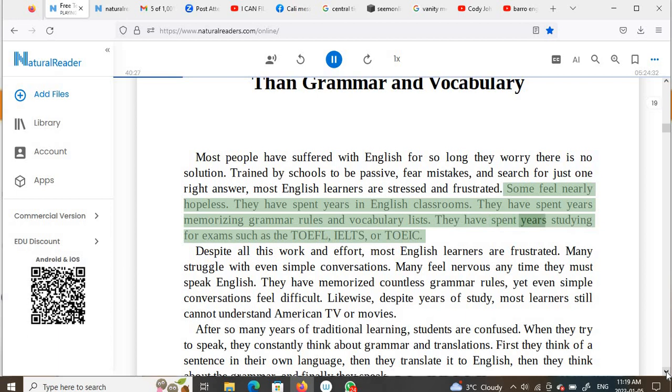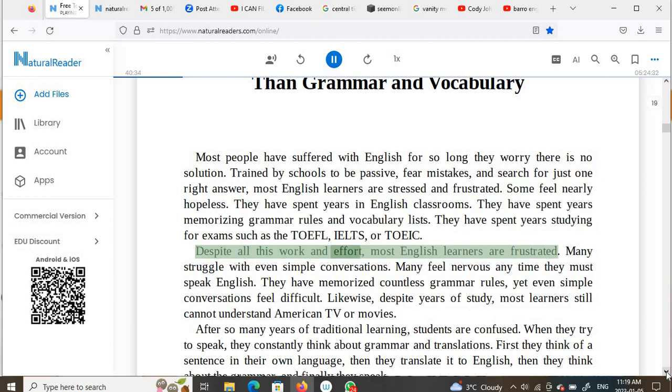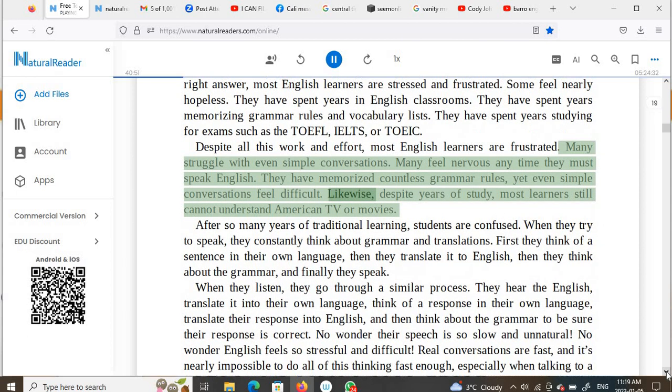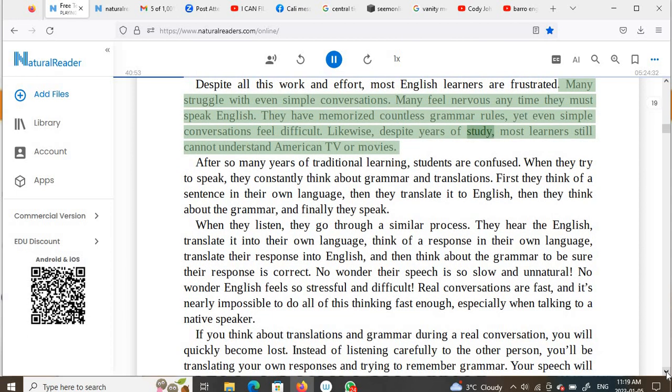They have spent years studying for exams such as the TOEFL, IELTS, or TOEIC. Despite all this work and effort, most English learners are frustrated. Many struggle with even simple conversations. Many feel nervous any time they must speak English. They have memorized countless grammar rules, yet even simple conversations feel difficult. Likewise, despite years of study, most learners still cannot understand American TV or movies.